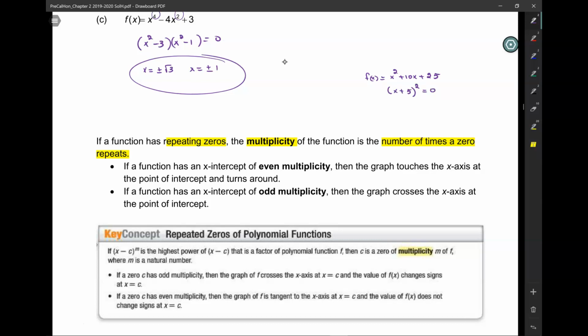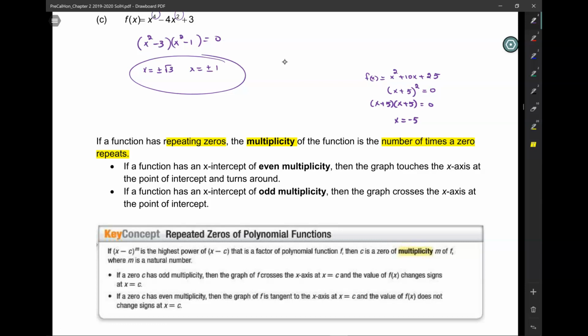How many zeros is this allowed to have? 2. The zero I get is x equals negative 5. That's only 1. How come? Because it repeats twice. If it's x plus 5 squared, now I don't want you to write it like this, but technically it's x plus 5 and x plus 5. It repeats, so it's x equals negative 5 twice.